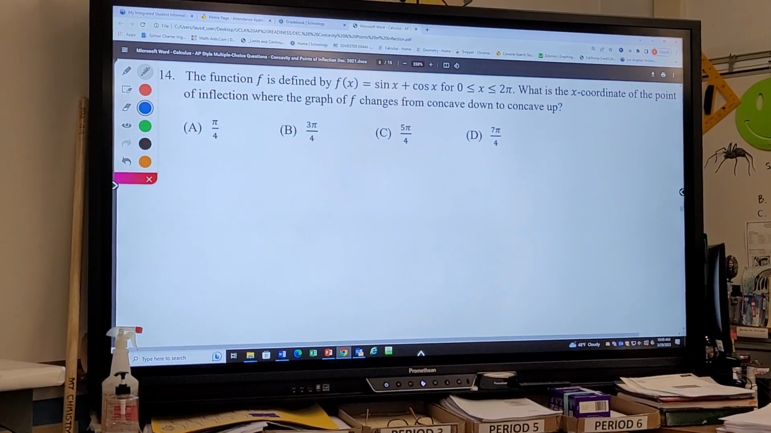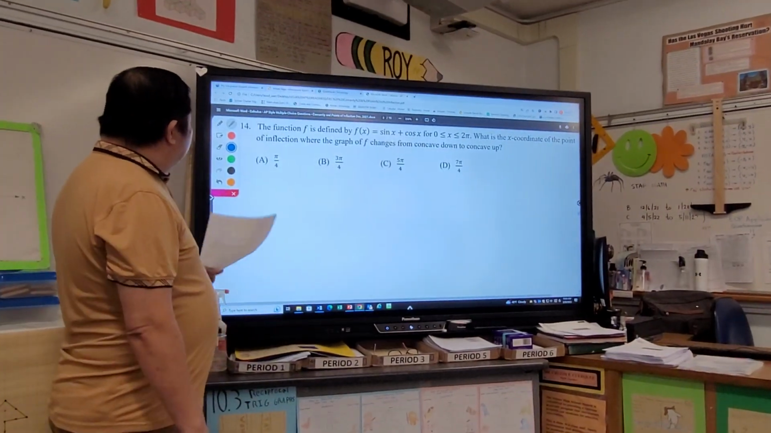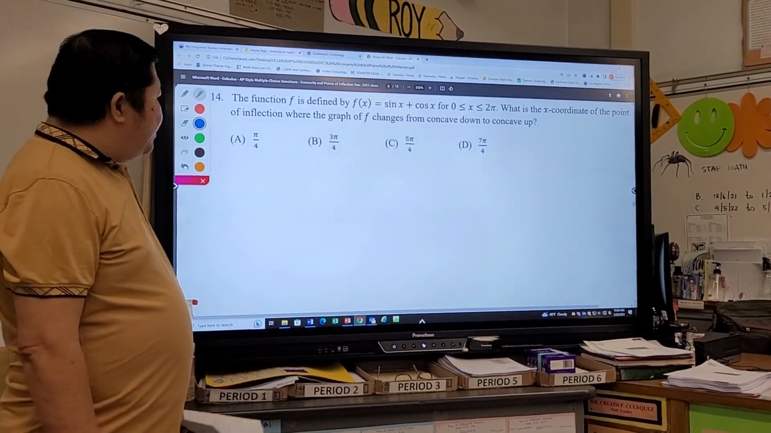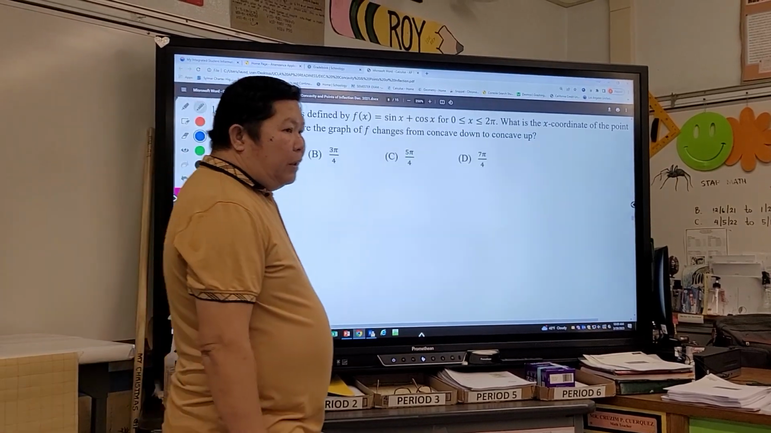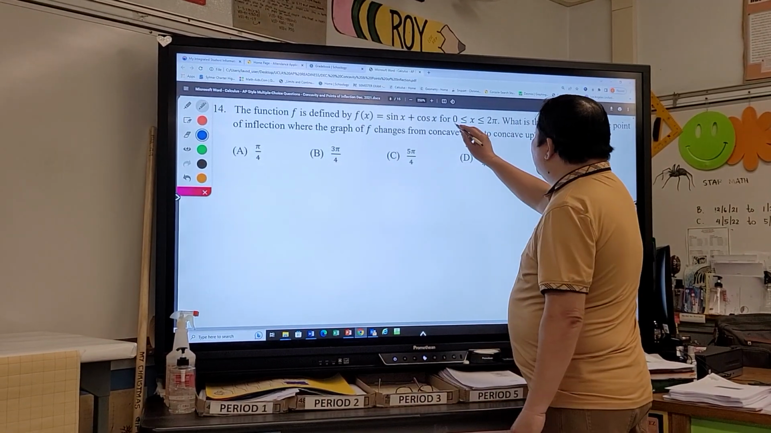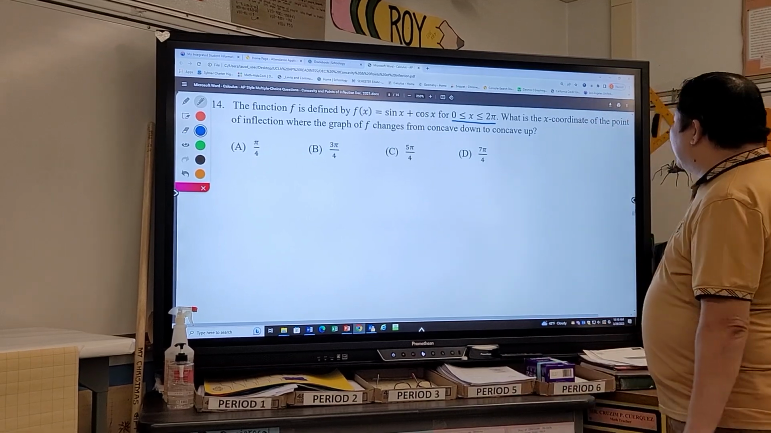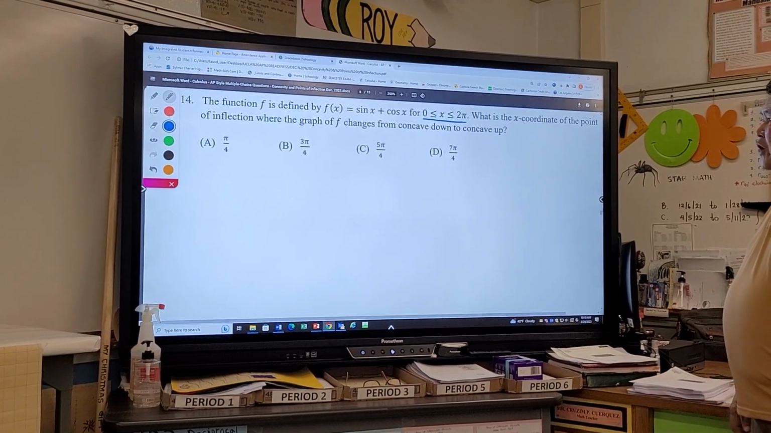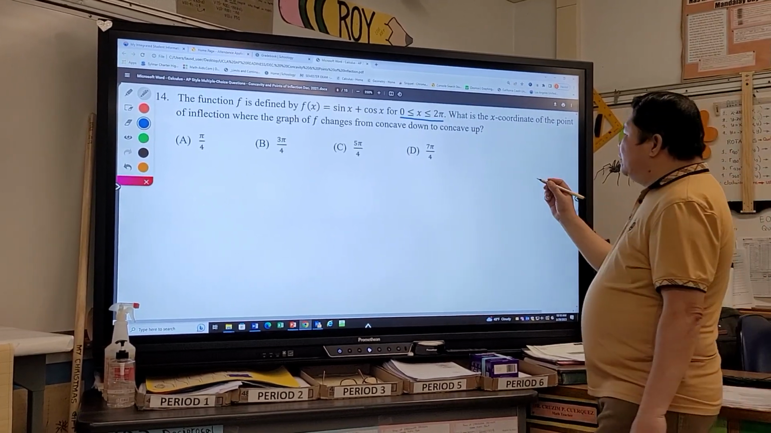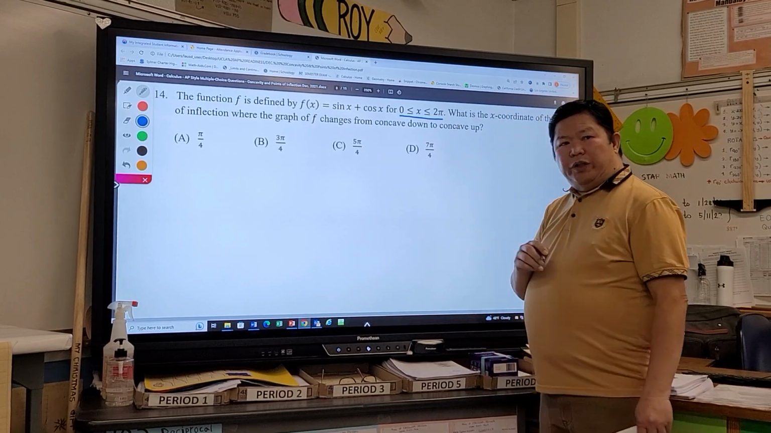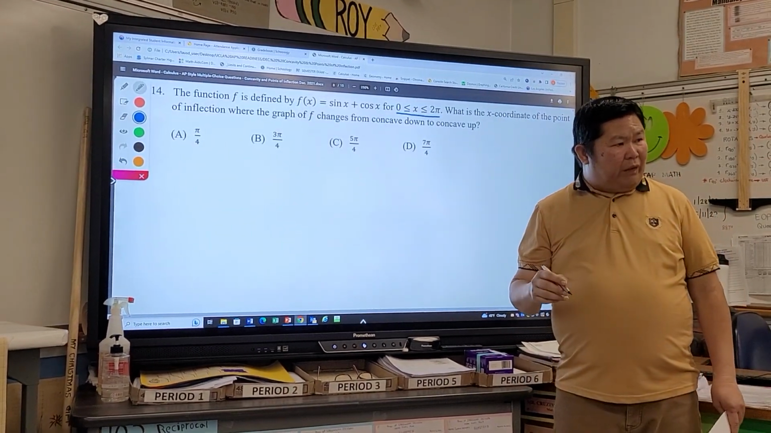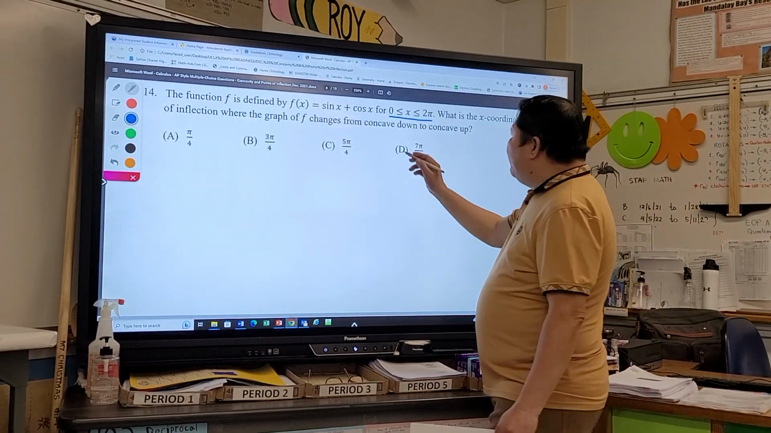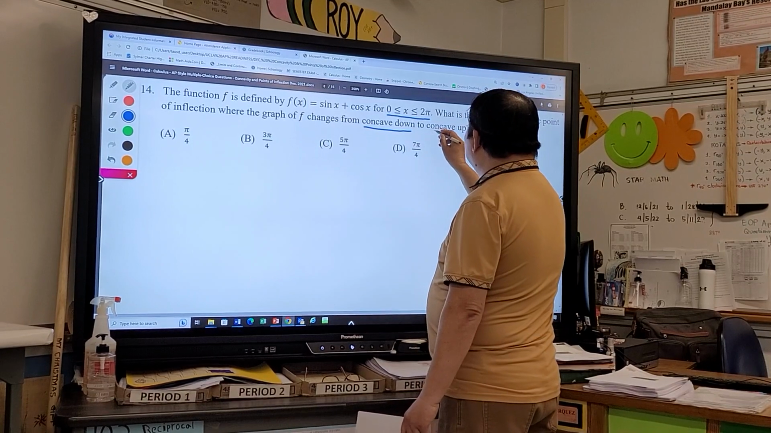Okay, so we do number 14 now. The function f is defined by f of x is equal to sine x plus cosine x for the interval from 0 to 2 pi. What is the x coordinate of the point of inflection where the graph of f changes from concave down to concave up? So first is coming from concavity down and then going to concavity up. Okay, concave down to concave up.